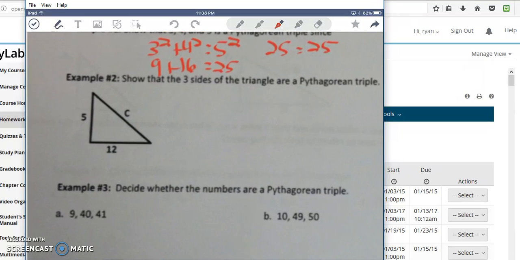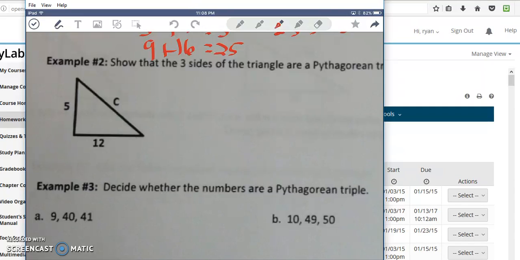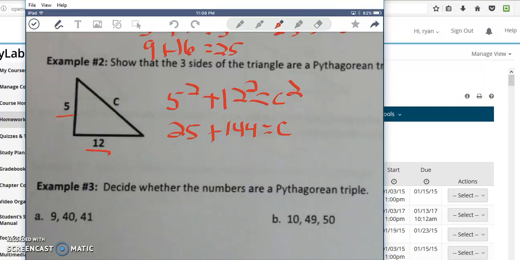Now I want us to show that this second example is also a Pythagorean triple. So we have our a and b. So we can have 5 squared plus 12 squared is equal to c squared. 5 squared is 25. 12 squared is 144 and is equal to c squared. 25 plus 144 is 169 is equal to c squared.